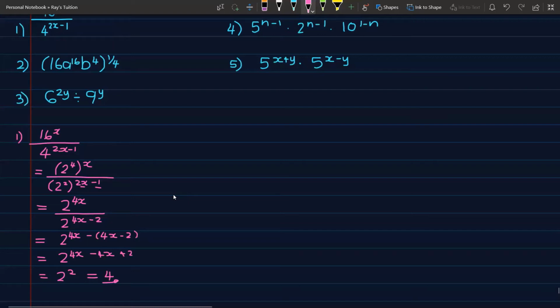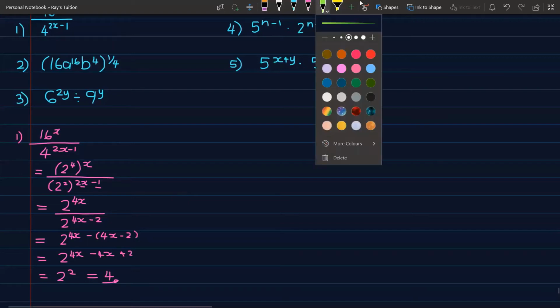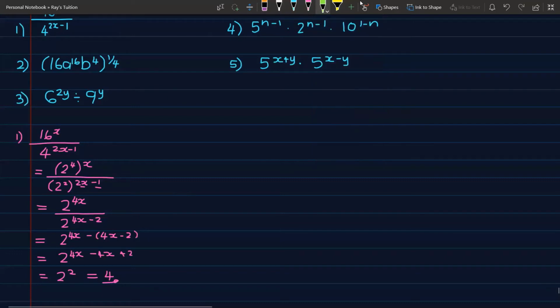This here has a lot more steps than necessary. If you're comfortable with the process, then you may skip out steps. If not, write out all the steps necessary until you are comfortable with the process. Let us start with the second one.